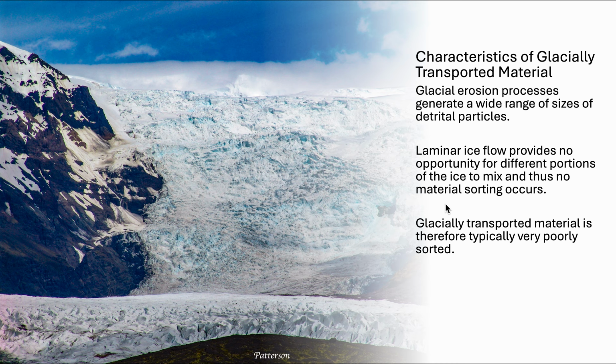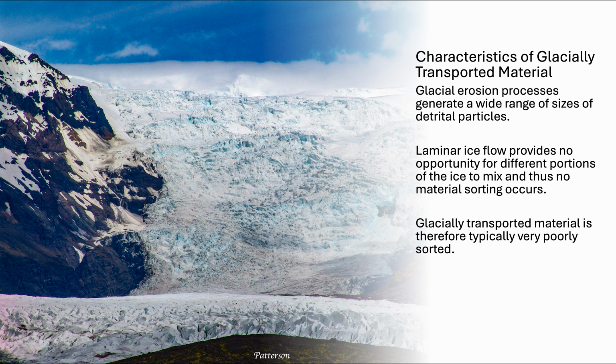Laminar ice flow provides no opportunity for these different portions of the ice to mix, and therefore no material sorting occurs. Glacially transported materials, therefore, are typically very poorly sorted. When we look at a till, we can see clasts of all sizes, from microscopic, which you can't see, up to boulders the size of a classroom, school bus, or even a house.